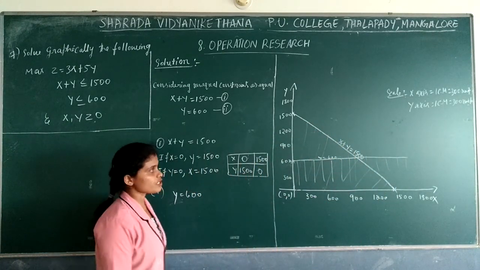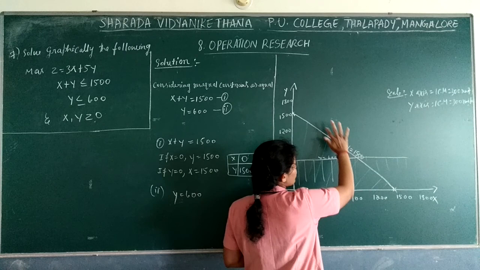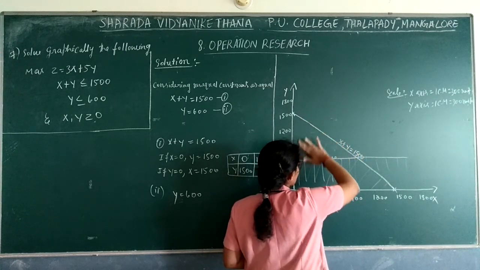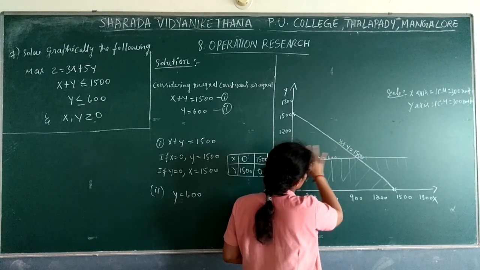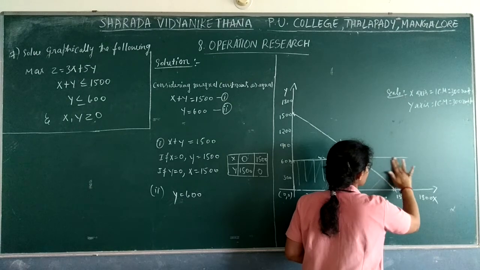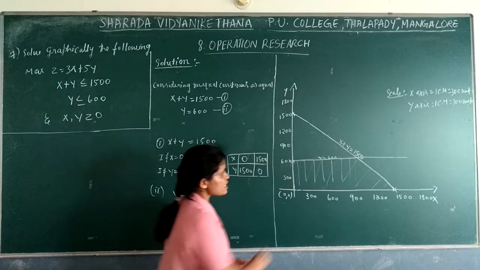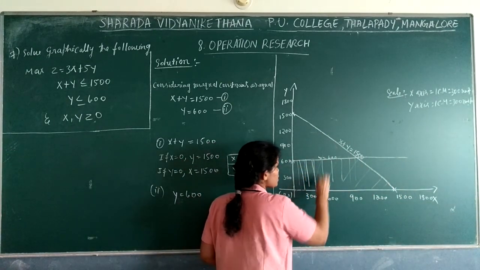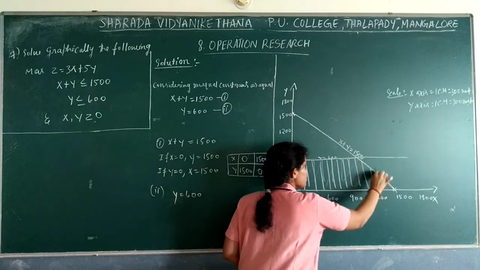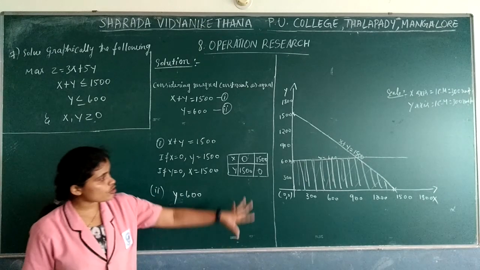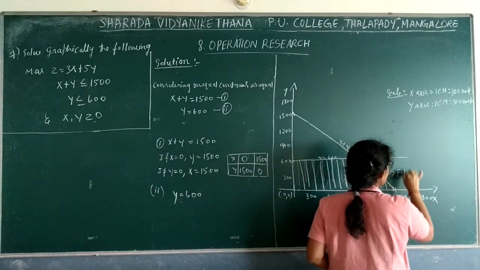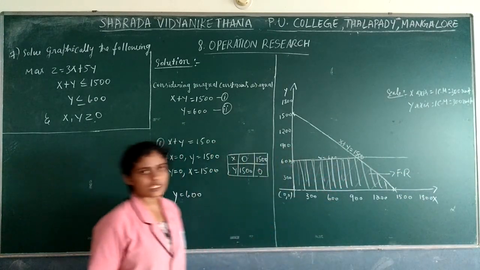So what is the feasible region? This region only has the lines of the first equation, so this cannot be the feasible region for this problem. And here only the lines of the second equation will come. So this is the feasible region for this particular problem, where the lines of both the equations will fall. So we got that feasible region.